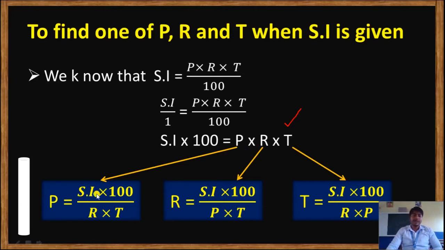It's very easy. Simple interest into 100 is in all of them. Now suppose you are going to find principal, then apart from principal we have rate and time only, so rate and time you write in the denominator. In the same way, to find rate, apart from rate we have principal and time, so you write them in the denominator. For time, rate and principal go in the denominator. So it's very easy to learn.